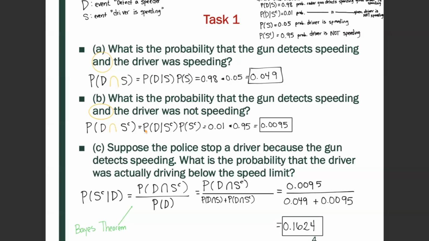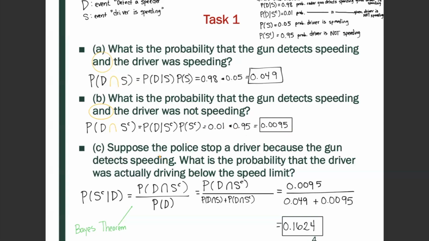So that equals the probability of D given S complement. In other words, the probability that the radar gun detects speeding given that the driver is not speeding, times the probability that the driver is not speeding. So that's going to be 0.01 times 0.95, and that gives us 0.0095.